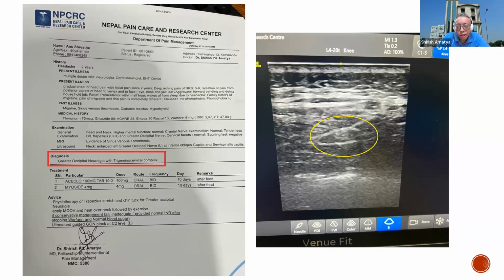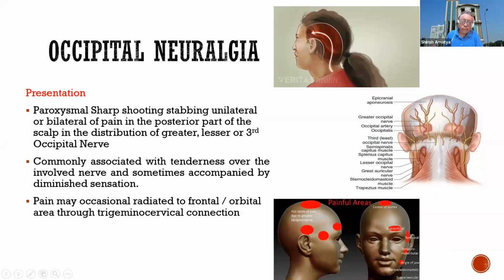We also did the ultrasound examination of the neck as sir has done. As you can see in the ultrasound picture, in the yellow mark, we could see an enlarged greater occipital nerve. So the diagnosis of greater occipital neuralgia with trigeminal-cervical complex was given to the patient, and we started with a simple non-steroidal anti-inflammatory drug along with a muscle relaxant, and sent the patient to the physiotherapist for trapezius stretch and chin tuck exercises. If conservative management failed, we planned to go for an ultrasound guided greater occipital nerve block at the level of C2. Okay, so with this case, I would like to start today's class.